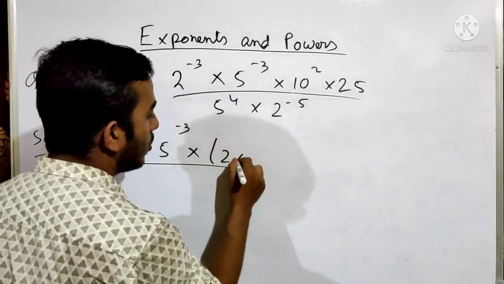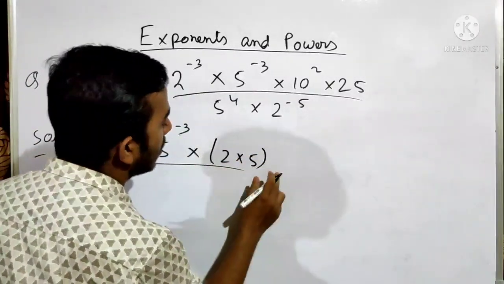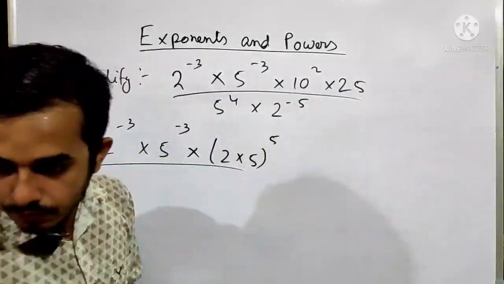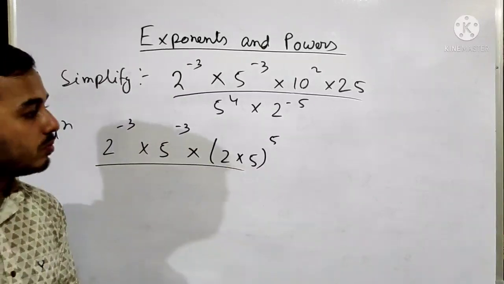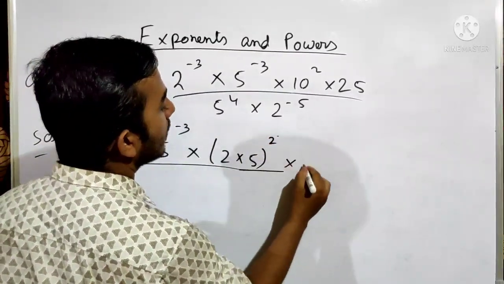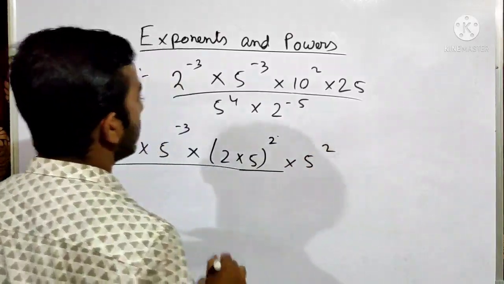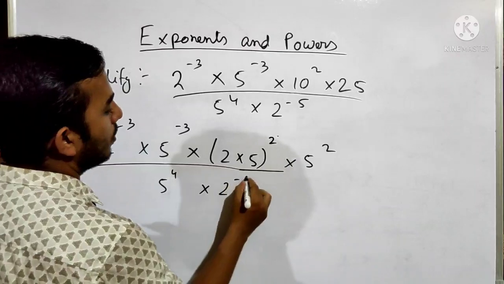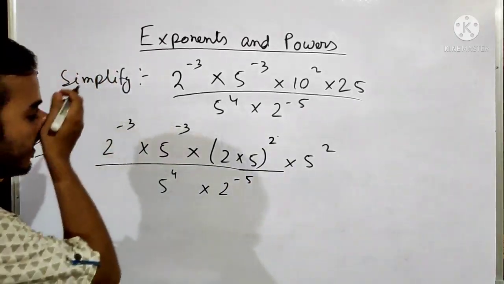So right here, in place of 10 we have written 2 into 5, and its power was 2, so its power is 2. Now 25 can be written as 5 square, isn't it? In the denominator it is 5 to the power 4 into 2 to the power minus 5. Clear? Okay.